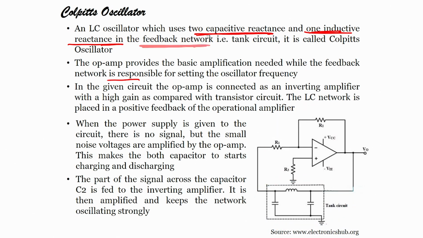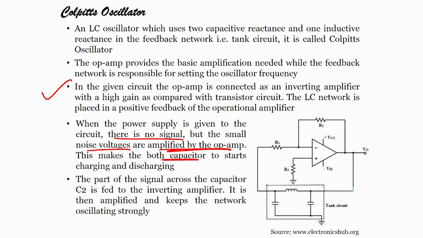Now, in the given circuit, the op amp is connected as an inverting amplifier with a high gain as compared with the transistor circuit. We have not seen the transistor circuit, so forget about it, but the op amp here has a high gain. The LC network is placed in positive feedback, as you can see, of the operational amplifier. Another point is, when the power supply is given to the circuit, there is no signal, but the small noise voltages are amplified by the op amp.